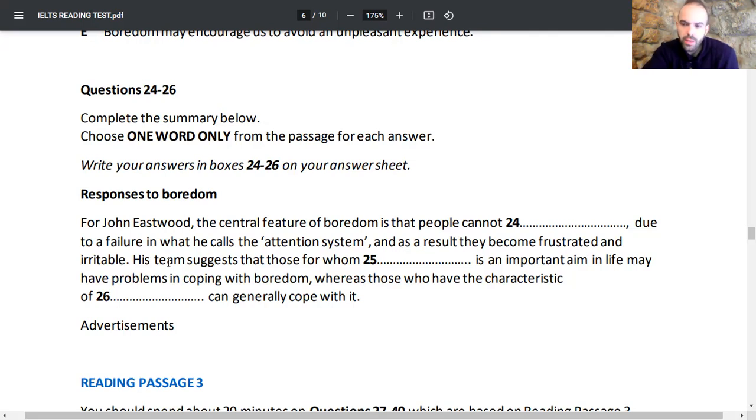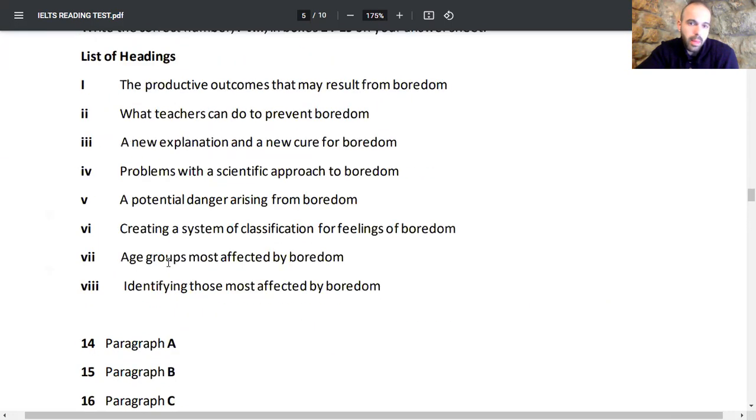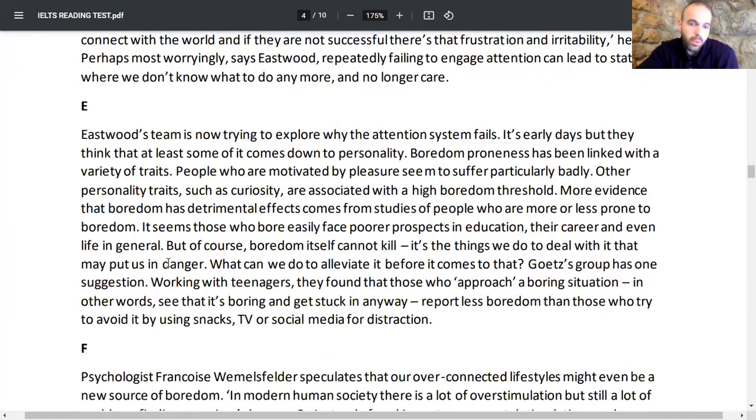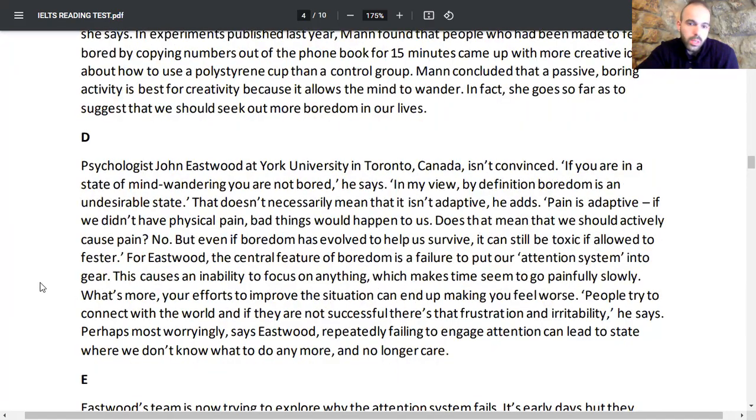So where did we find this information? As you can see, the keywords here are Eastwood, central, failure, attention system. So using the keywords, we find the answer in paragraph T. That was present in paragraph T as I pause the screen on. Starting from for Eastwood here: for Eastwood, the central feature of boredom is a failure to put our attention system into gear. This causes an inability to focus on anything.